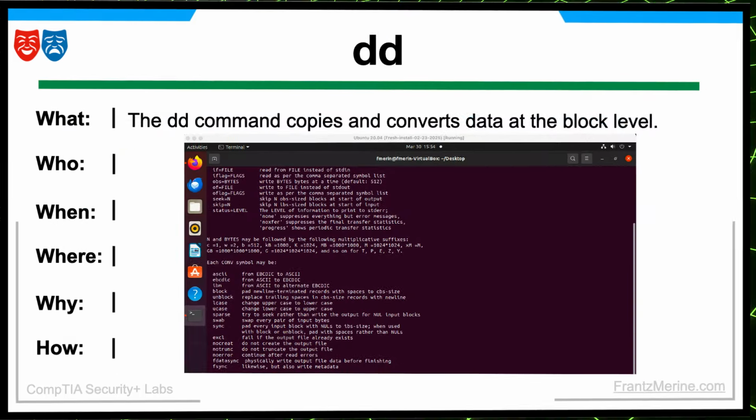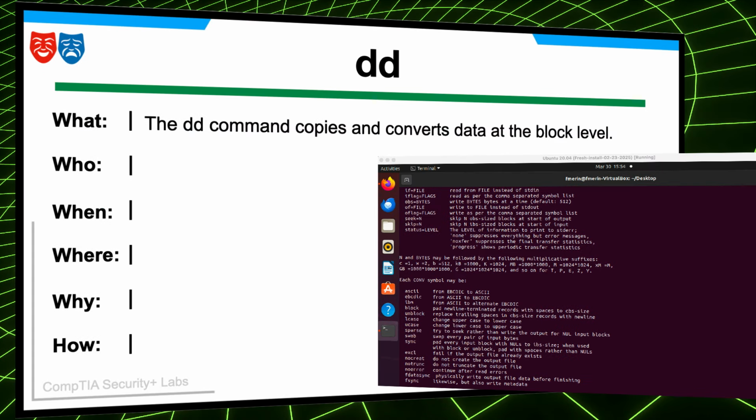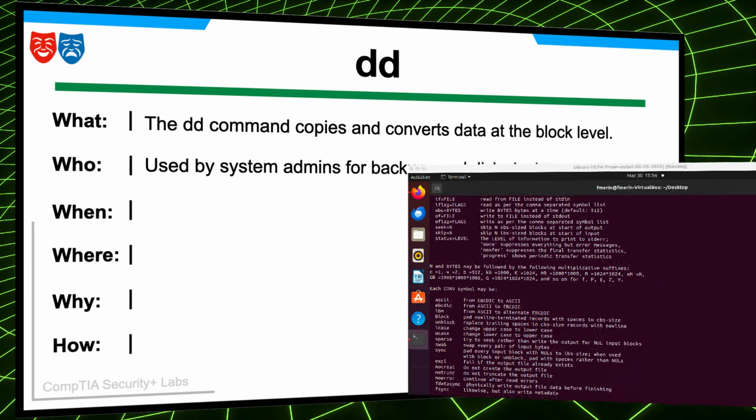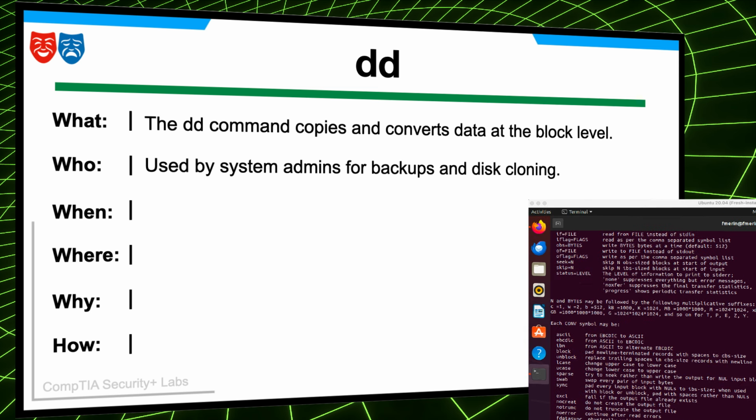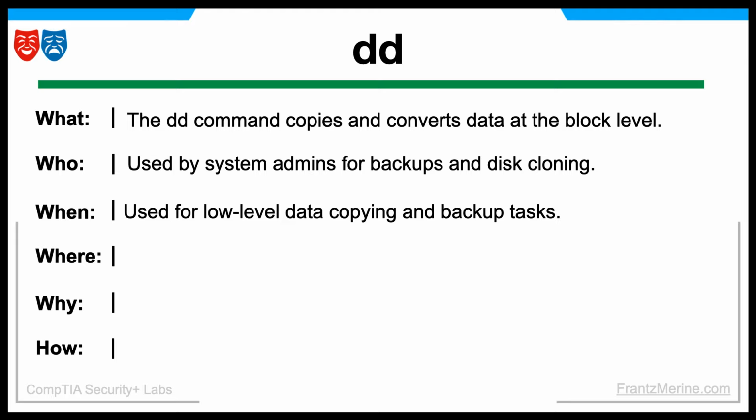So what is DD? The DD command is used for copying and converting data, allowing users to create disk backups, clone drives, or convert data formats. It is used by system administrators and users who need to copy or clone data at the block level, often used in system backup or recovery tasks. The DD command is used when a user needs to perform low-level copying of data or make exact copies of storage devices, often in system maintenance, installation, or digital forensics and incident response situations.